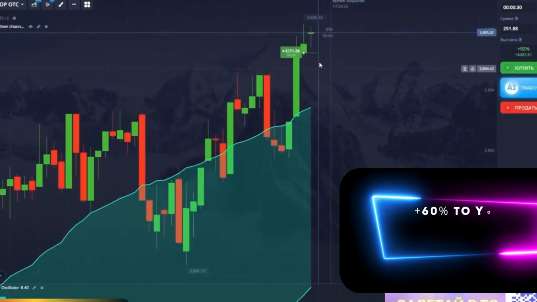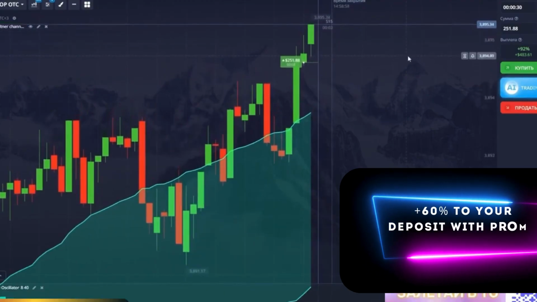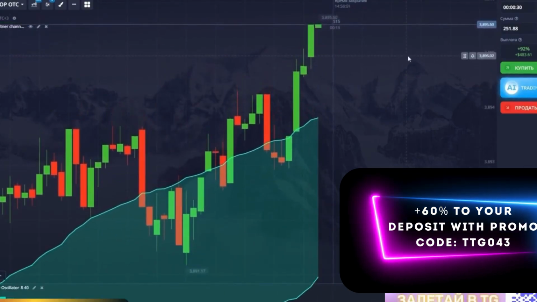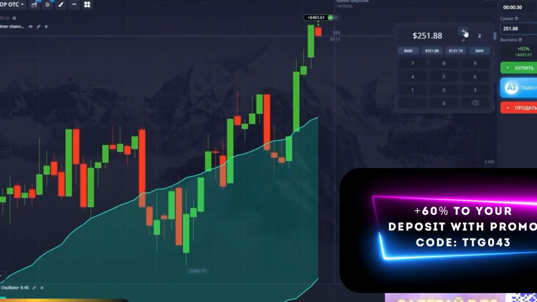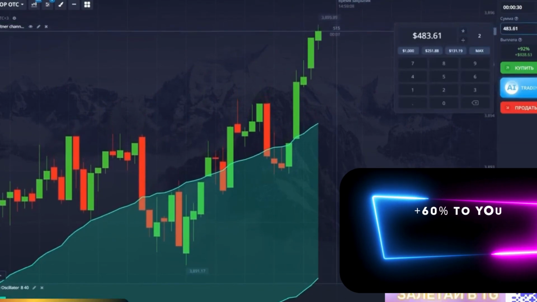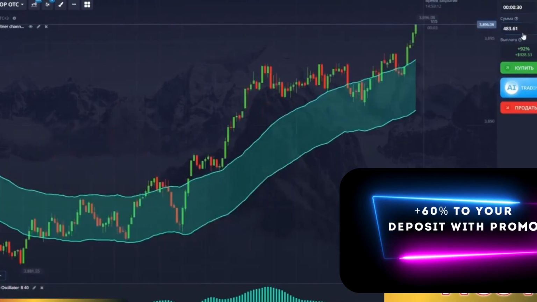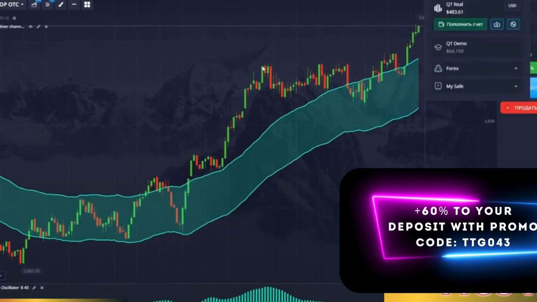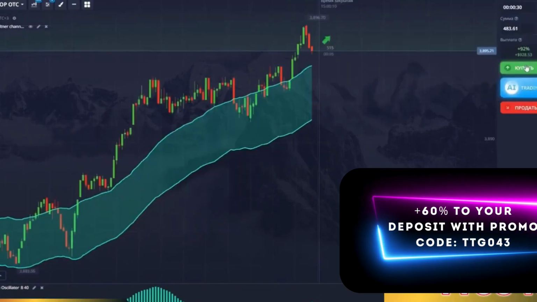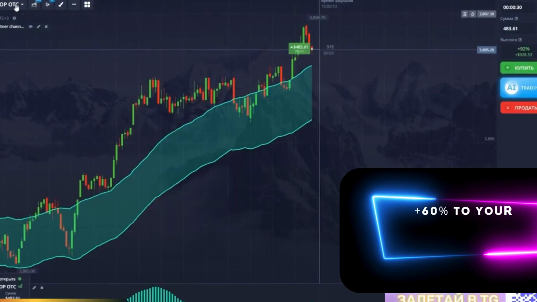The final 4, 3, 2, 1, 0 seconds remain, and the trade closes in profit. I've lost count of how many trades have closed in profit, but that's the kind of success rate this indicator strategy has. I press the max button and increase the trade amount to my entire deposit. My deposit, just for a second, is $483.61. We started with $10. I decide to take another buy trade here on this same currency pair.